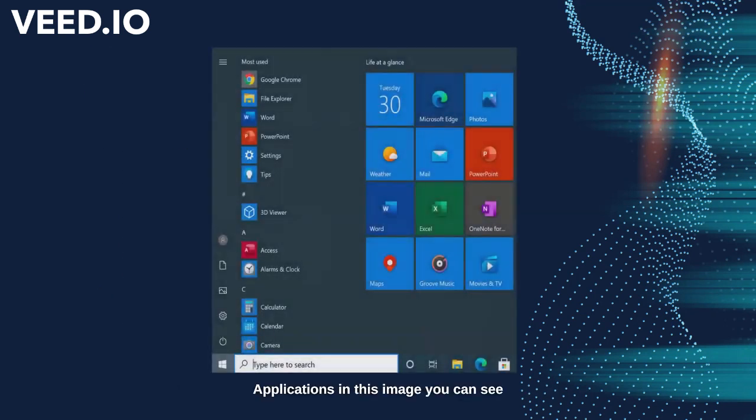Applications. In this image, you can see some of the applications that are being used by Windows operating system. Some are such like Microsoft Edge, Groove Music, Movies and TV, Windows Media Player, Maps, Mail, and Calendar.